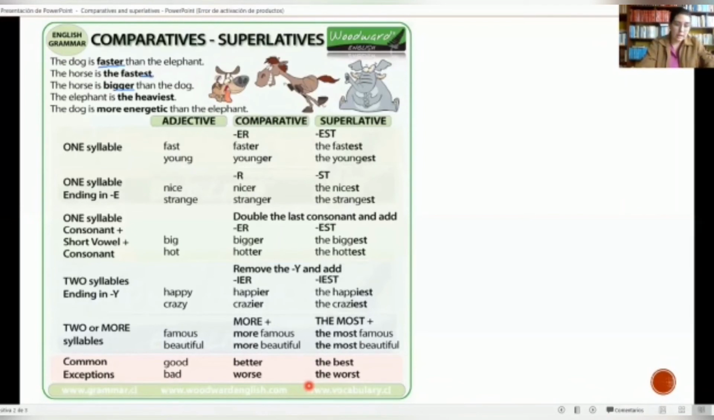And you have some words in here. For example, big, you write the comparative and the superlative. Good, you write the comparative and the superlative. Funny, you write the comparative and the superlative. Fun, you write the comparative and the superlative. Bad and expensive, you do the same.